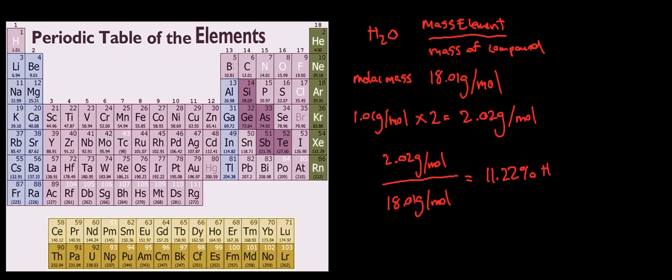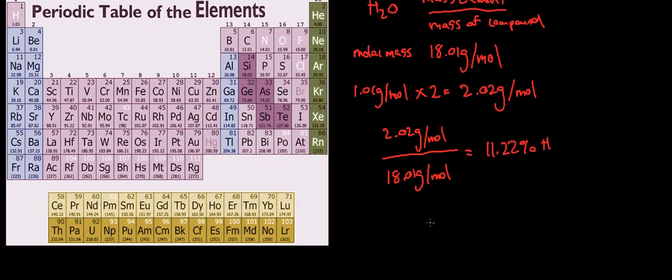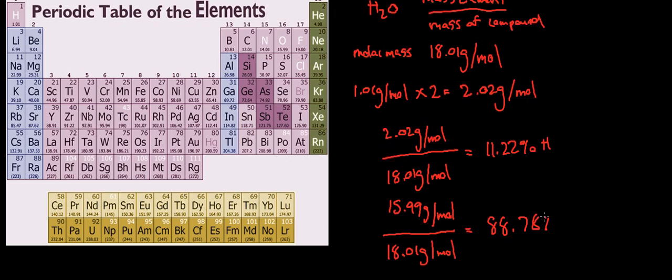Now I need to find the percent composition of oxygen. I look up the molar mass of oxygen. It is 15.99 grams a mole. There is only 1, so that's very convenient. I don't have to do any multiplication. I just do 15.99 grams per mole, divide it by the mass of the compound, 18.01 grams per mole, and this gives me a total of 88.78%.